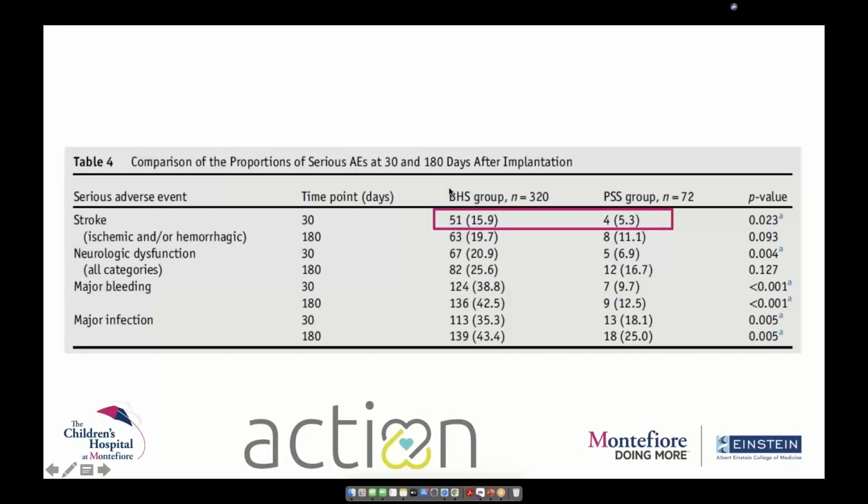And this is the most important slide, in my opinion, from the ACTION Network. You can see the initial study group had a 16% stroke rate in the first 30 days, whereas the post-surveillance study group was only 5%. That is a huge improvement, and they have achieved this by harmonizing their protocols, using bivalirudin, and just strategically utilizing their data to improve outcomes.